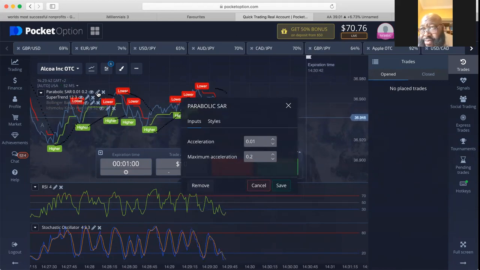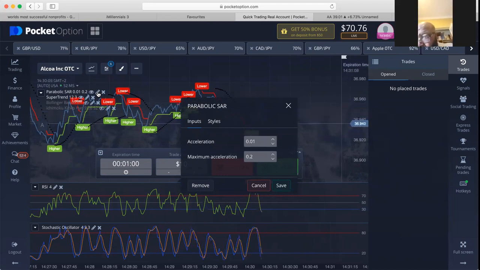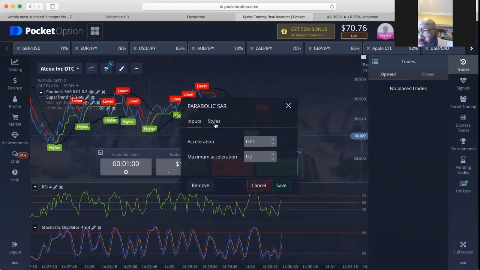I want you to have the exact same settings as me. So essentially, put your settings at 0.01 for acceleration. Yes. Okay. And then for your maximum acceleration, I want you to put a 0.2. Okay, it's already there. Okay, save it. No, no, not yet. Now click on styles.